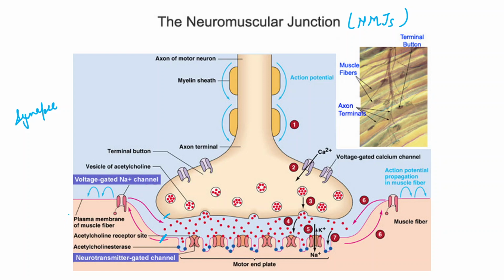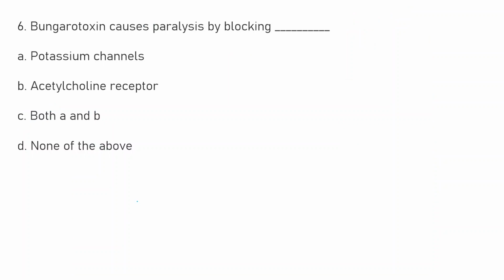Here again we have different action potentials which travel from the neuron to the muscle and again from the muscle to the neurons. These are the ways in which signals travel in our body, right? From neuron to neuron, neuron to muscle, and muscle to neuron. So the next question is: bungarotoxin causes paralysis by blocking potassium channels, acetylcholine receptors, both A and B, or none of the above.